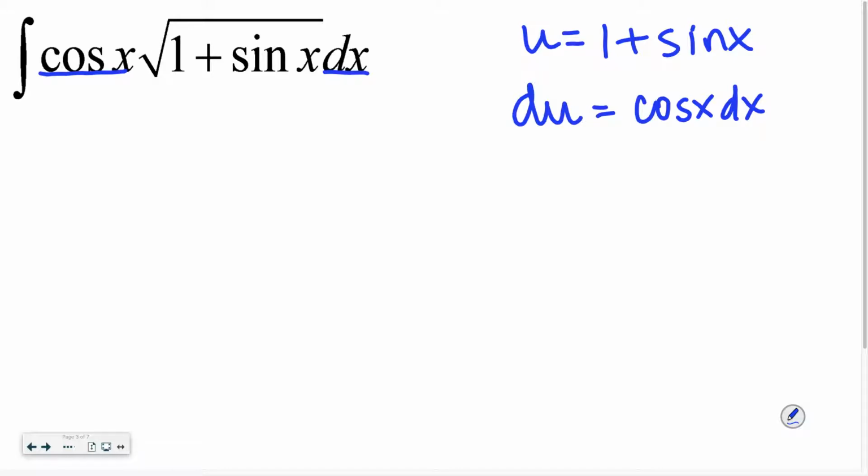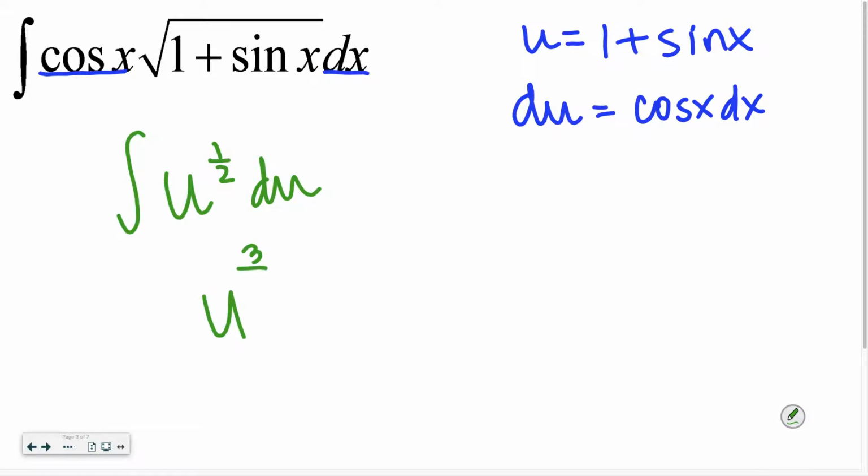When you're looking for u substitution, always look for what is composed inside a different function. So this becomes the integral of, I'm going to write it as u to the 1/2. Is that all right? Okay, so we can use the power rule. So you get u to the 3/2 times 2/3 plus c.